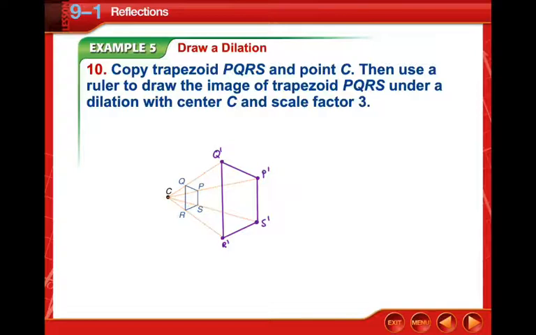So what I did was I measured the distance from C to Q, and I just copied that line 2 more times. So it's a distance of 3 away from C instead of just a distance of 1 unit or whatever that length is.